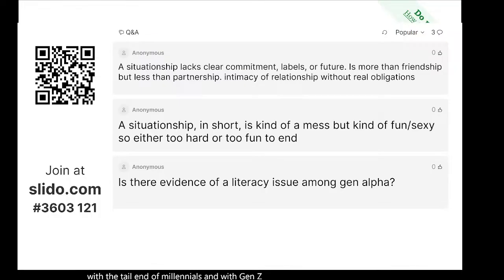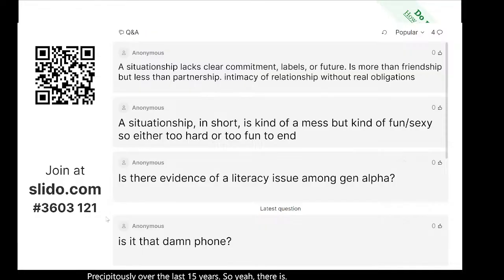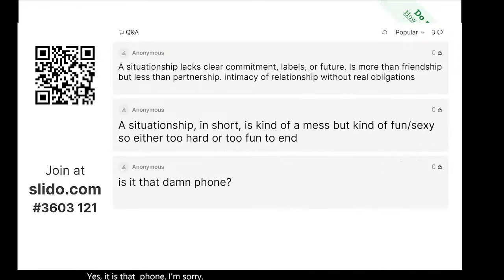And it seems to be largely the result of people just not reading anymore, right? You can see things like, and I don't have the numbers off the top of my head, but the number of people who read for pleasure, like a book, has declined precipitously over the last 15 years. So, yeah, there is. Is it that damn phone? Yes, it is that damn phone. I'm sorry. Darned screens. Yeah, I mean, it's an opportunity cost, right?